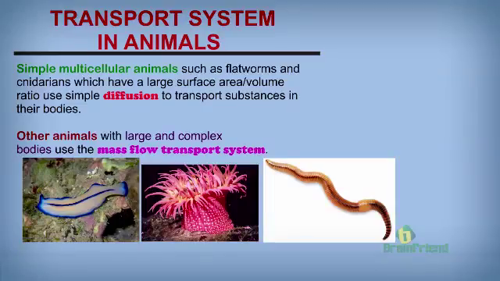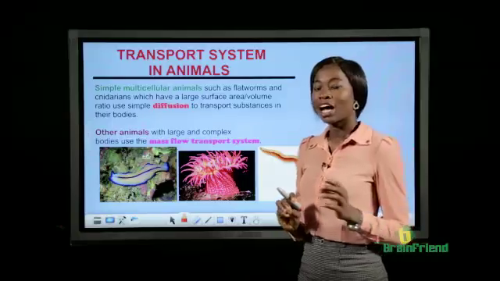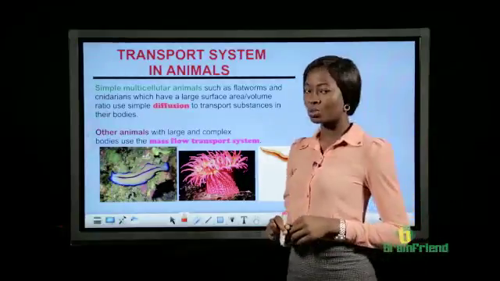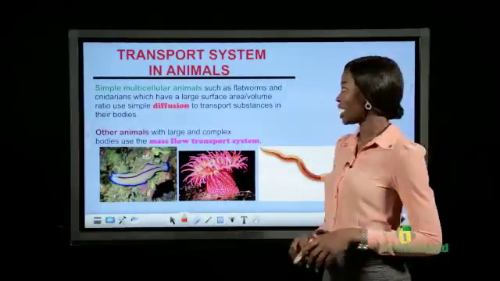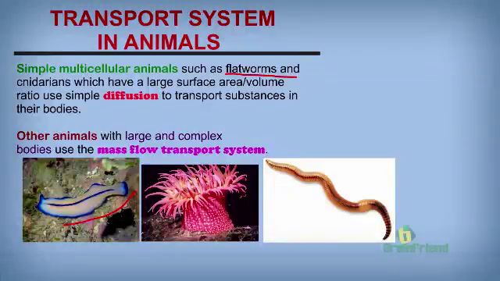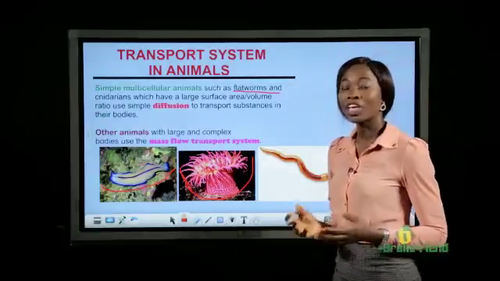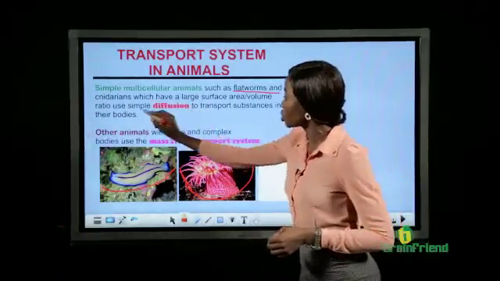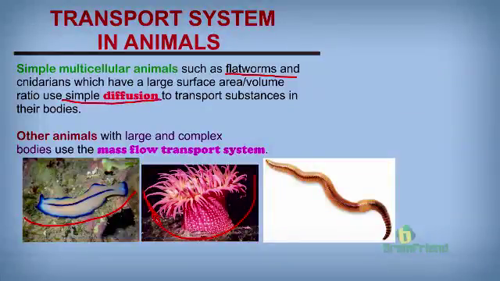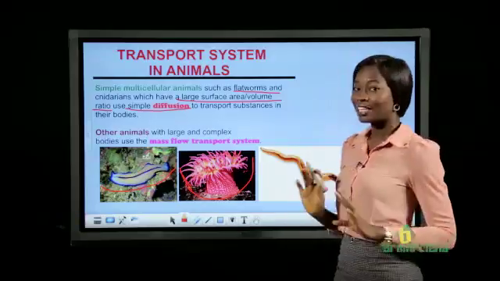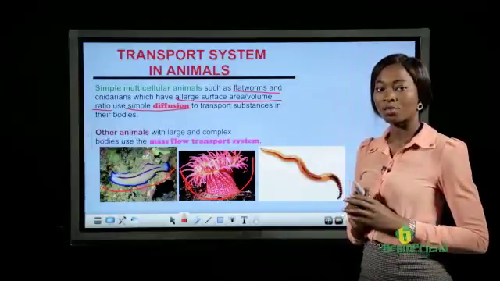Having looked at the various structures involved in the transport system of plants and animals, I would like us to look at the transport system in animals. Simple multicellular animals such as flatworms and cnidarians. These cnidarians include organisms such as the sponge, sea anemone, jellyfish, hydra. These simple multicellular organisms make use of diffusion. They make use of simple diffusion as a means of transport. And this is because such organisms have a large surface area to volume ratio. We said earlier that for such organisms, diffusion is a very efficient means of transport.